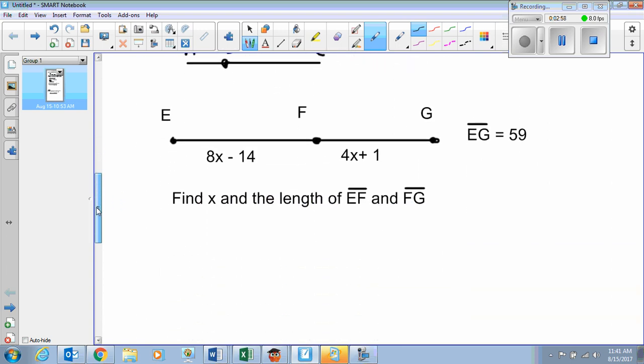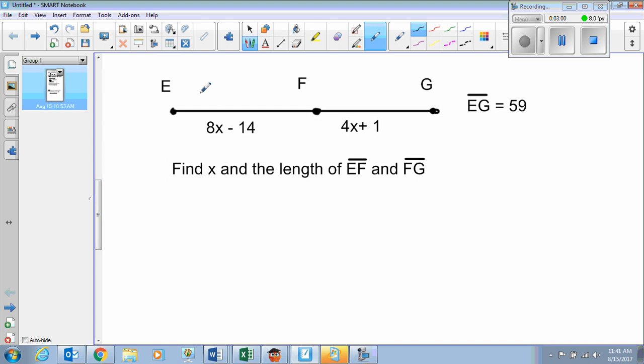As we look at this next example, I can see that we have two line segments, EF and FG, and then the third line segment, EG, which is the whole thing. Since we know that these two smaller segments will add up to equal the larger segment, we can set up an equation where EF plus FG is going to equal the whole thing, which is EG.